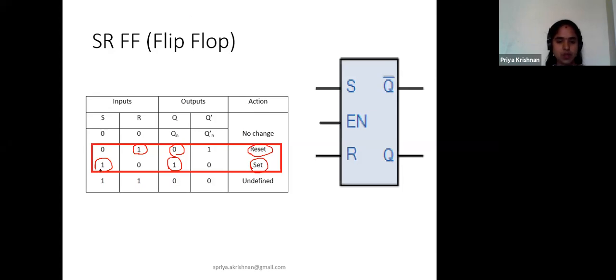Yes. So set flip-flop and then reset. How to set a flip-flop? How to reset a flip-flop? Yes, that's it.